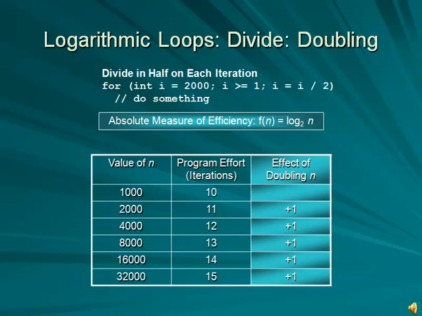Again, with this logarithmic loop, one that divides the counter variable on each loop iteration, we show much less effort than with the linear counting loops. Each time we double the value of n, for example, moving from 1,000 to 2,000, we increase the number of iterations by only 1. This is vastly different from the linear loops we considered first. And if we double the value of n yet again, moving from 2,000 to 4,000, the number of iterations again increases by only 1.